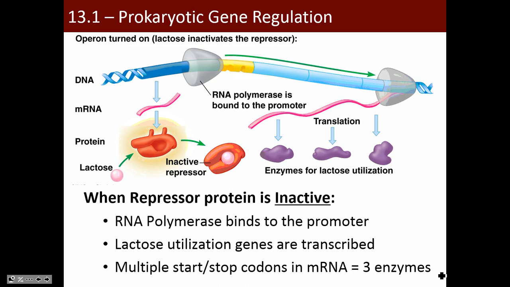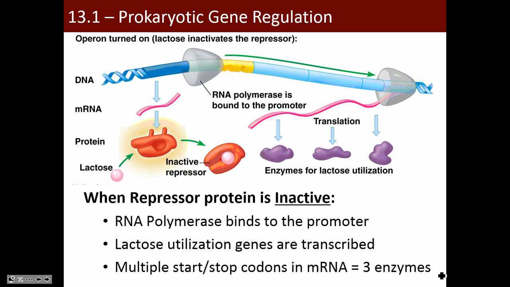So when the repressor protein is inactive, RNA polymerase binds, and it transcribes all three structural genes. They are transcribed as one, but they have multiple stop and start codons, so they're translated into three separate proteins that do three separate jobs. But it's all one transcription. So we just turn this on once, transcribe the whole thing, and then we're going to translate it into the three genes that we need, or the three proteins that we need.